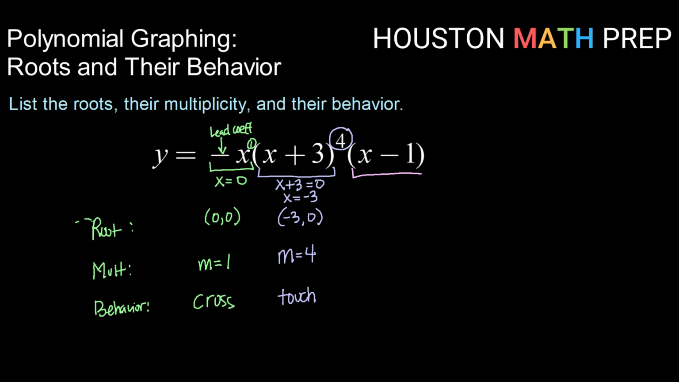And last but not least for this one, if I have x minus 1, adding that 1 over, I would get x equals 1, making that 0. So my root is at (1, 0). Looking to my exponent, which I don't see, so I know that's an understood 1. I have a multiplicity of 1. And odd multiplicity is going to give me cross behavior.